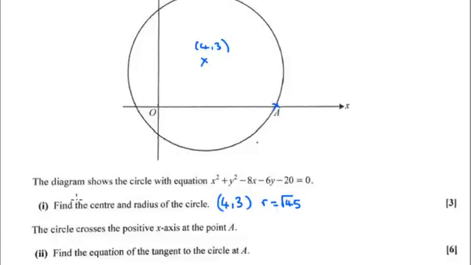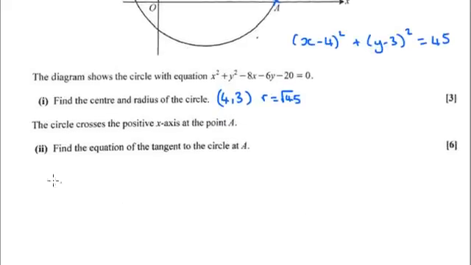We know the equation of the circle is (x − 4)² + (y − 3)² = 45. And also at point A, the y coordinate is 0. So that's how we're going to start the question. At A, y equals 0. So if we substitute 0 into the equation, we're going to get an equation just with x in.